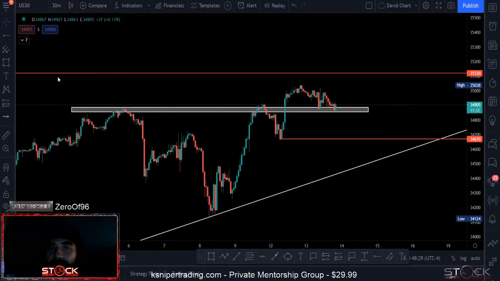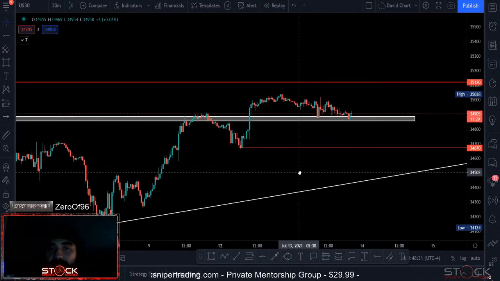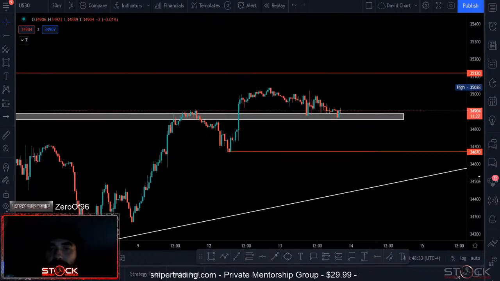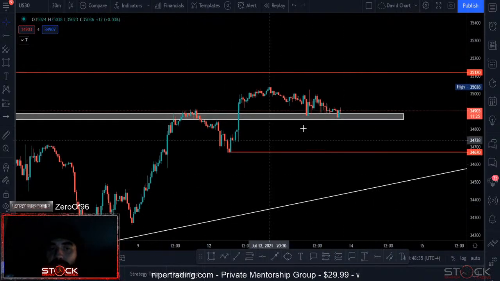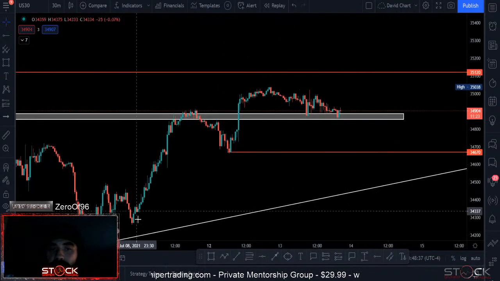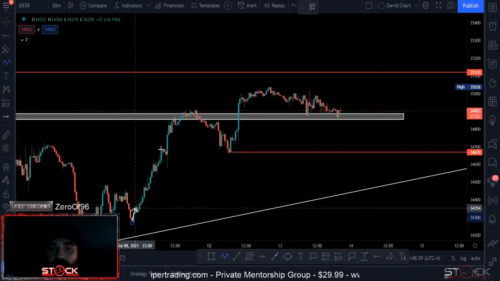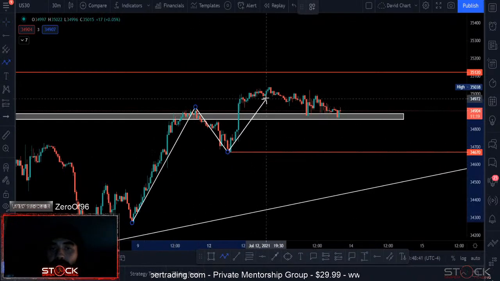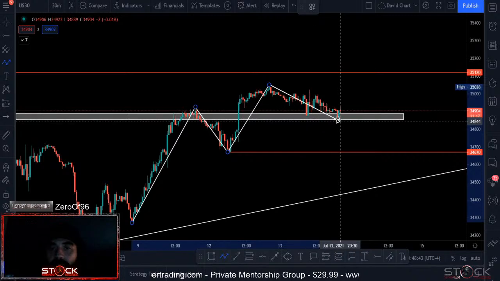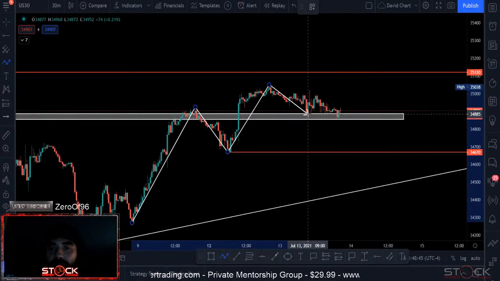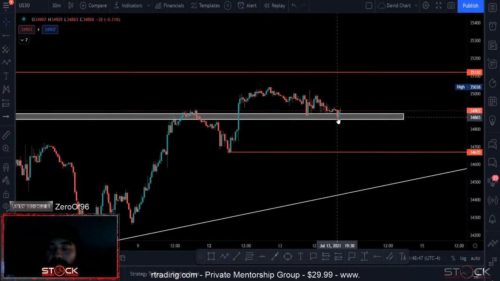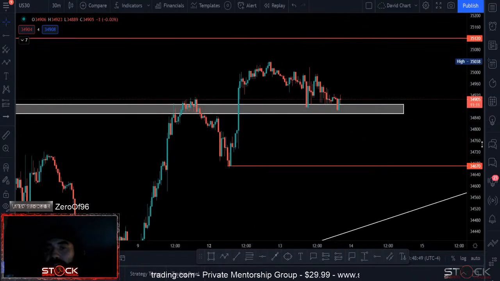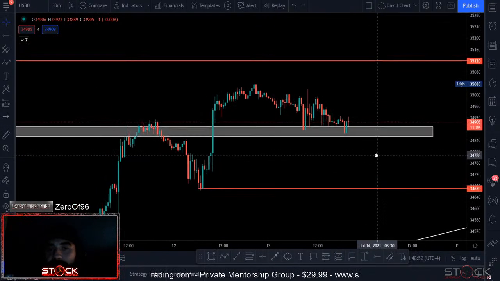I'm going to break it down to the 15. Now you can see price is still making some upward trending movement here: higher high, higher low, higher high, higher. We're starting to make higher lows over here. Potentially it could reverse and start to make lower highs and lower lows, but we're just going to have to wait and see how these candles close and what happens next.